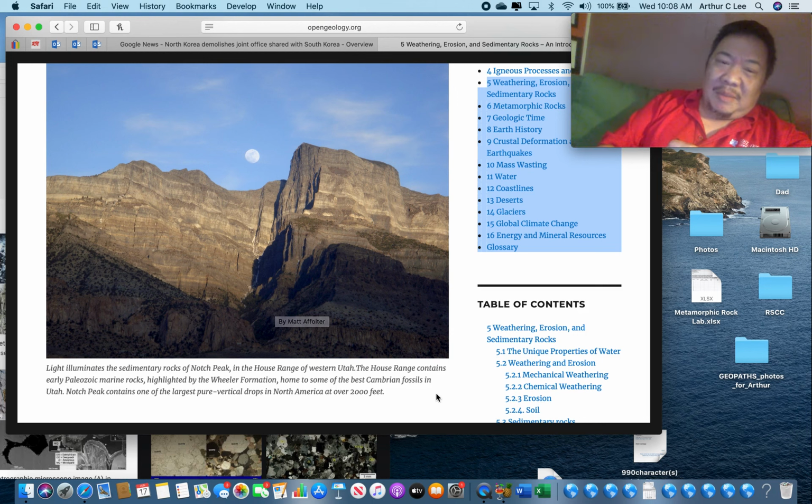Don't forget, bituminous coal and anthracite coal are different. Bituminous coal is sedimentary. Anthracite coal is metamorphic. And if you get coal on your lab quiz, you need to know the difference between the two.